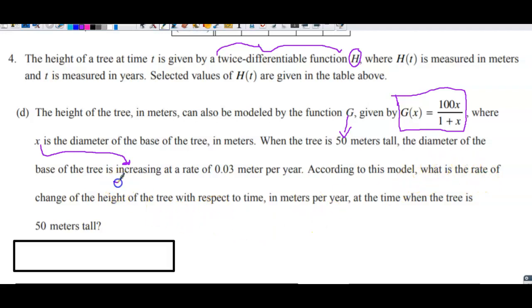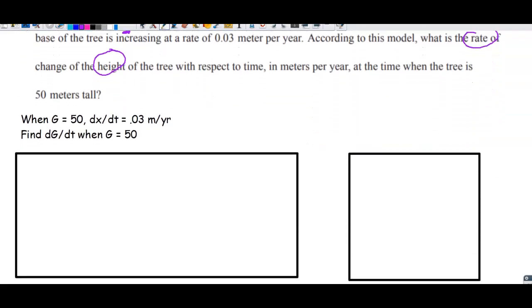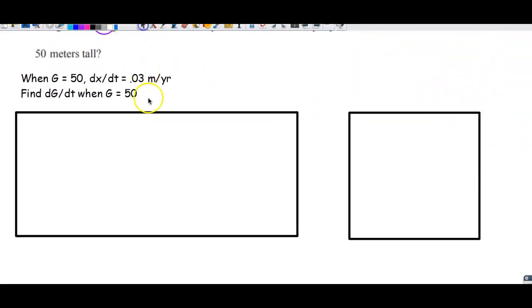According to this model, what is the rate of change of height? So we want the height rate, which in this case, remember, height is g, so we want dg dt. So hopefully in your box of knowledge, you wrote down, we know that g is 50, we know that dx dt is 0.03 meters per year, and our job is to find dg dt when g is equal to 50. So to find dg dt, we have to begin with the function g. So let's take a look at my work.